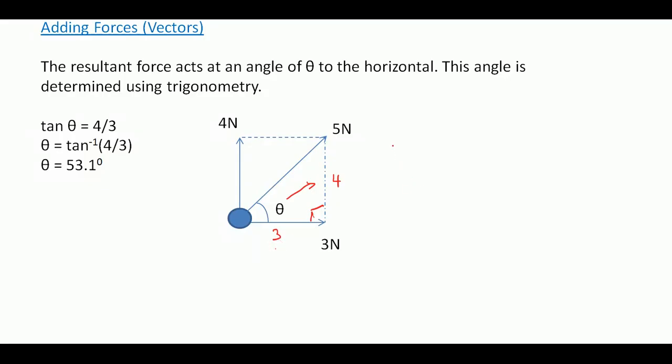If you recall from your maths, tan theta is equal to opposite side over adjacent side for a right angle triangle. So therefore we write tan theta is equal to 4 divided by 3. Therefore theta will be equal to tan inverse of 4 over 3, and we end up with 53.1 degrees.